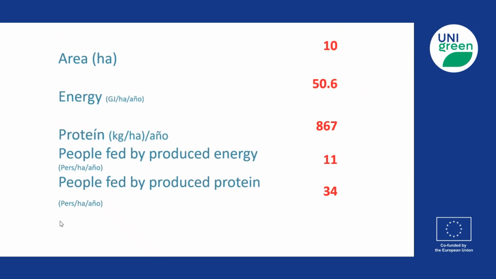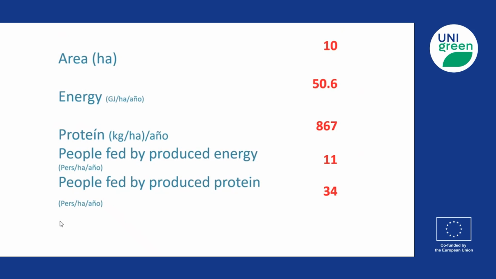They have 10 hectares. They can give food for protein because they have animals. They can feed 11 people per hectare with energy crops, but they can feed 34 people per hectare per year. And they have 10 hectares, so they can feed 340 people.